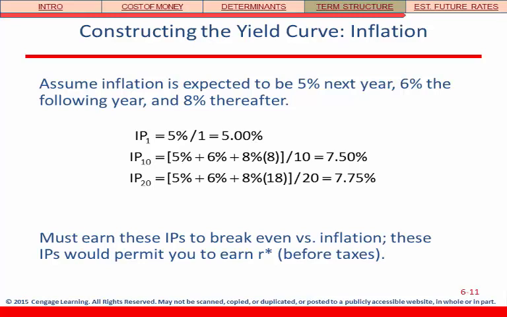Well, it depends on how many years you look at. If you're just looking at 1 year, then you're obviously just looking at that 5% number. If you're looking at 2 years, you would add 5 and 6% divided by 2. If you're looking at 10 years, you're going to add 5 plus 6%, and then 8 years of 8%. If you're going to do 20, you're going to do 5 plus 6% plus 18 years of 8%. And so you're basically just getting averages, right?